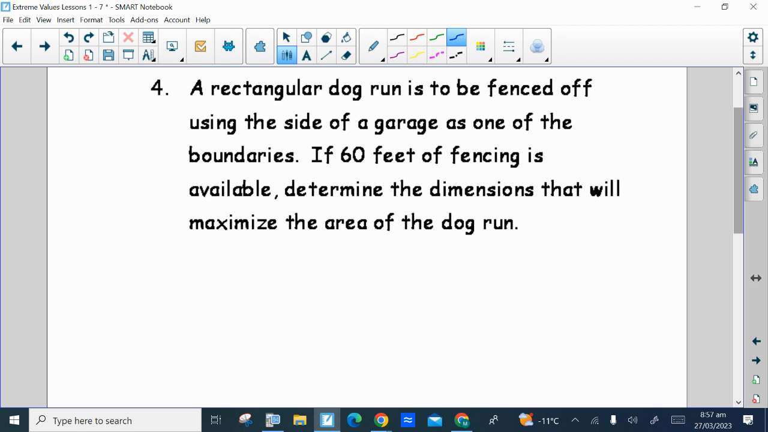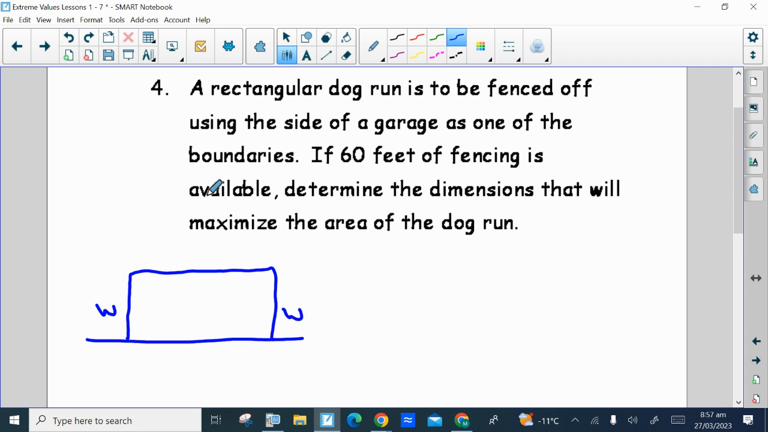Going to do a dog run, but the owner only has 60 feet of fencing available, and it makes sense that he wants to maximize the area. So you've got the garage being used as one of the boundaries. You have 60 feet, so if W is the width, the length would be 60 minus 2W.